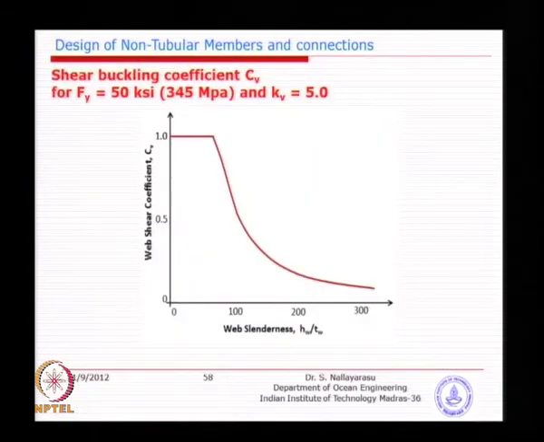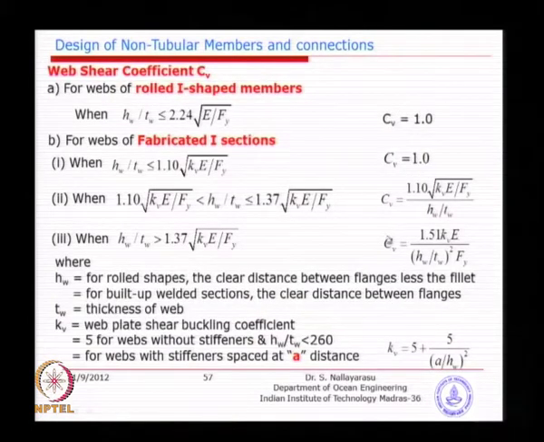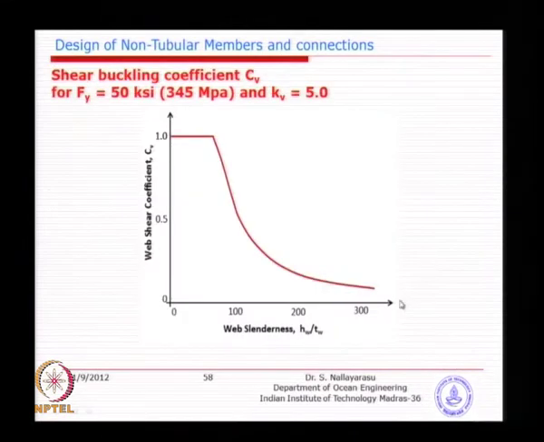A simple diagram: I have plotted these three equations, part 1, part 2, part 3, just to understand how the web slenderness affects the Cv coefficient. Cv is 1 where the web slenderness is very low, I think around 80, and after that it drastically reduces. As you can see here, at almost 100 you reduce the capacity by 50%, which is not very good. So, that is exactly the idea.